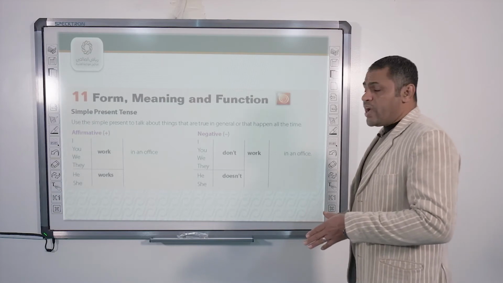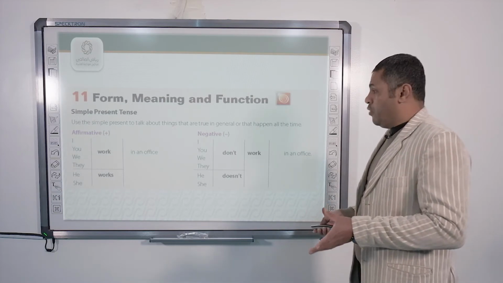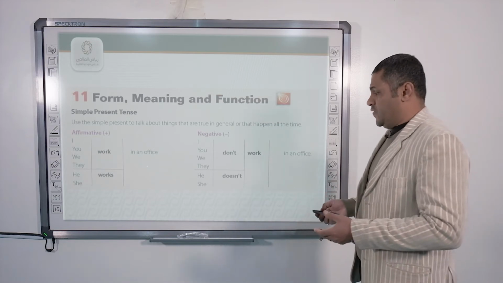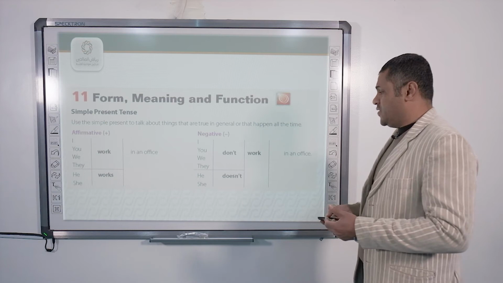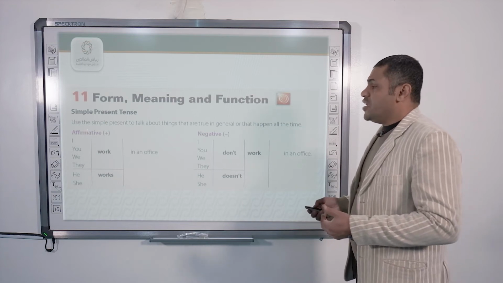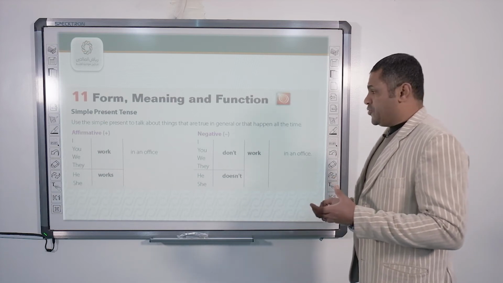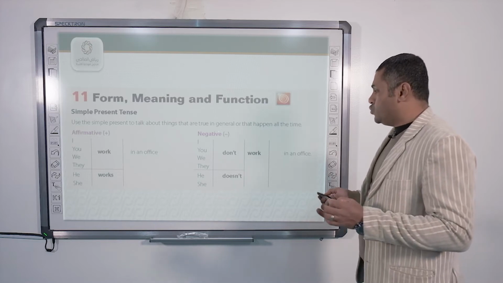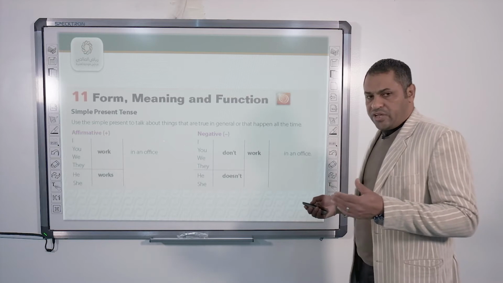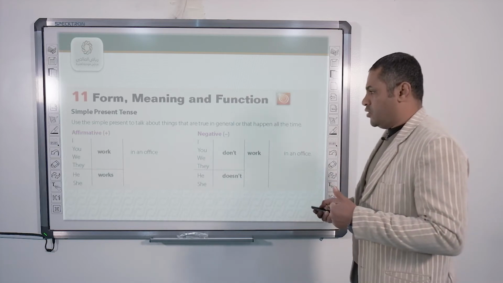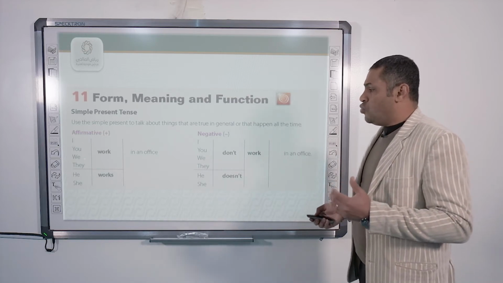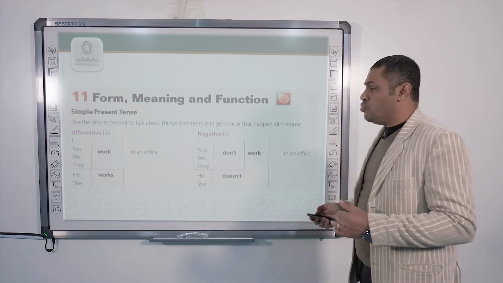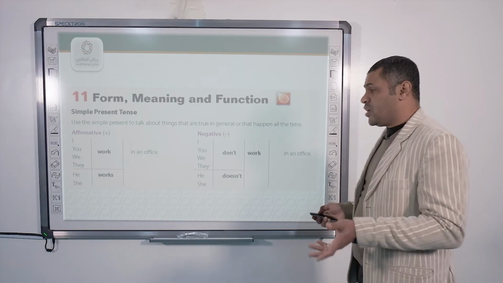Today we are going to have some grammatical hints related to our English language. First, begin with the simple present tense. We have studied the simple present tense before. We use the simple present to talk about things that are true in general or that happen all the time, الحقائق أو العادات التي تتكرر. For I, you, we, they, and the plural we use the infinitive. مع I و you و we و they والجمع بنستخدم مصدر الفعل.